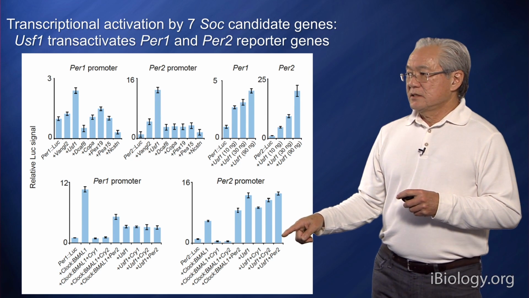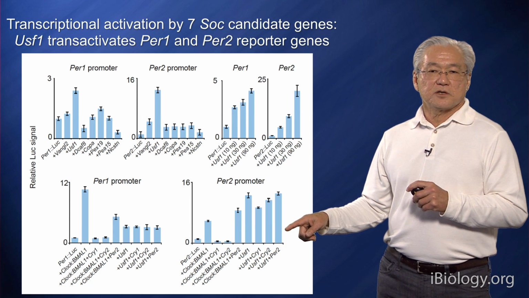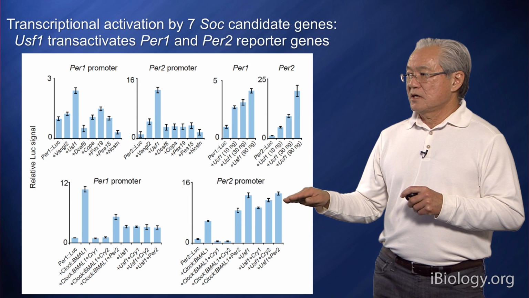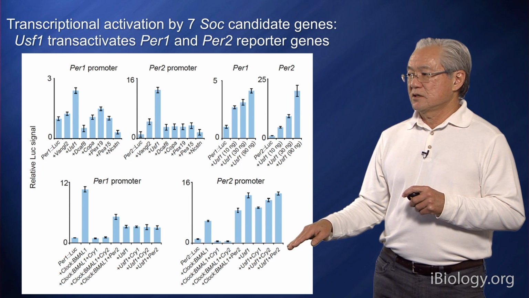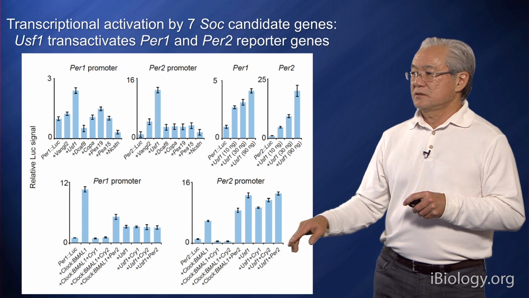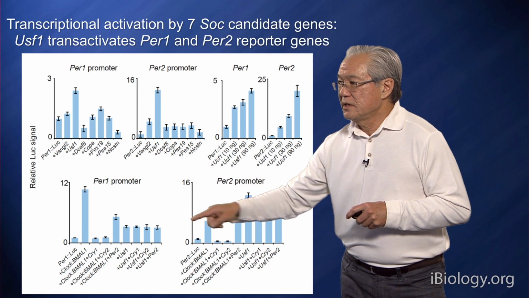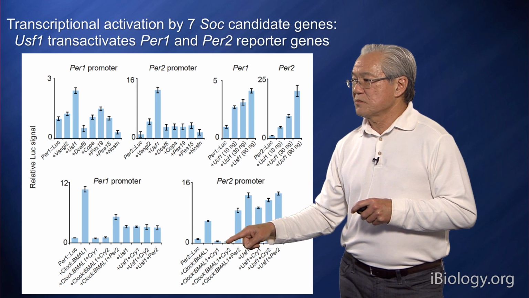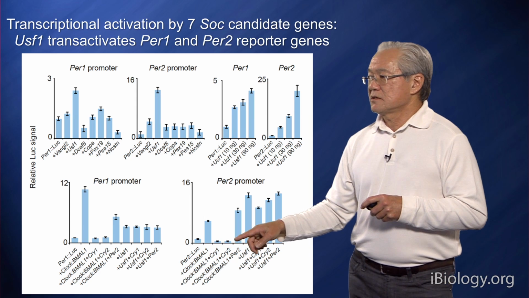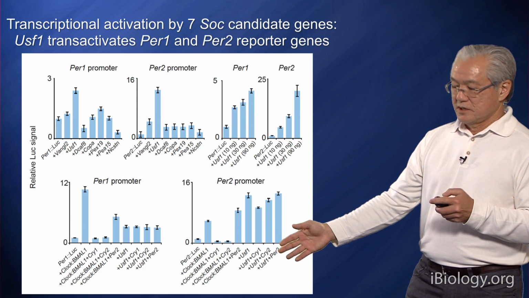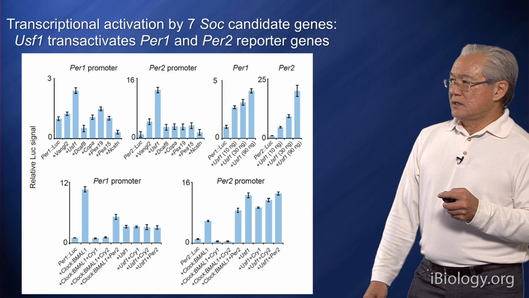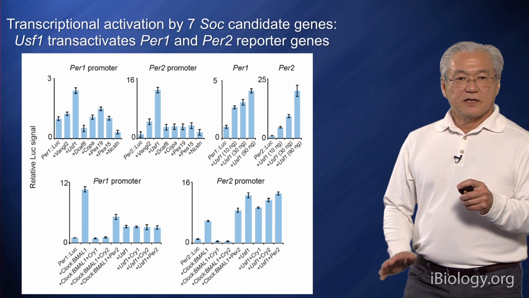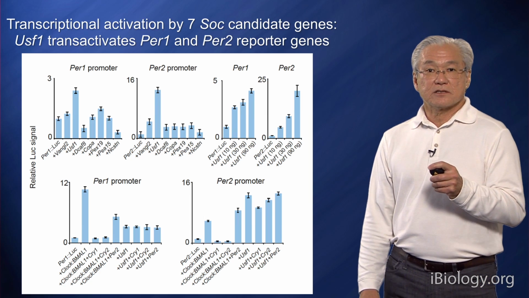But unlike clock and BMAL, which also activate PER1 and PER2, USF1 is not suppressed by cryptochrome or period, as shown here, where clock activation is suppressed by CRY1 or CRY2. This does not occur with USF1 here. So this suggests that USF1 might be acting on the same pathway as clock and BMAL.